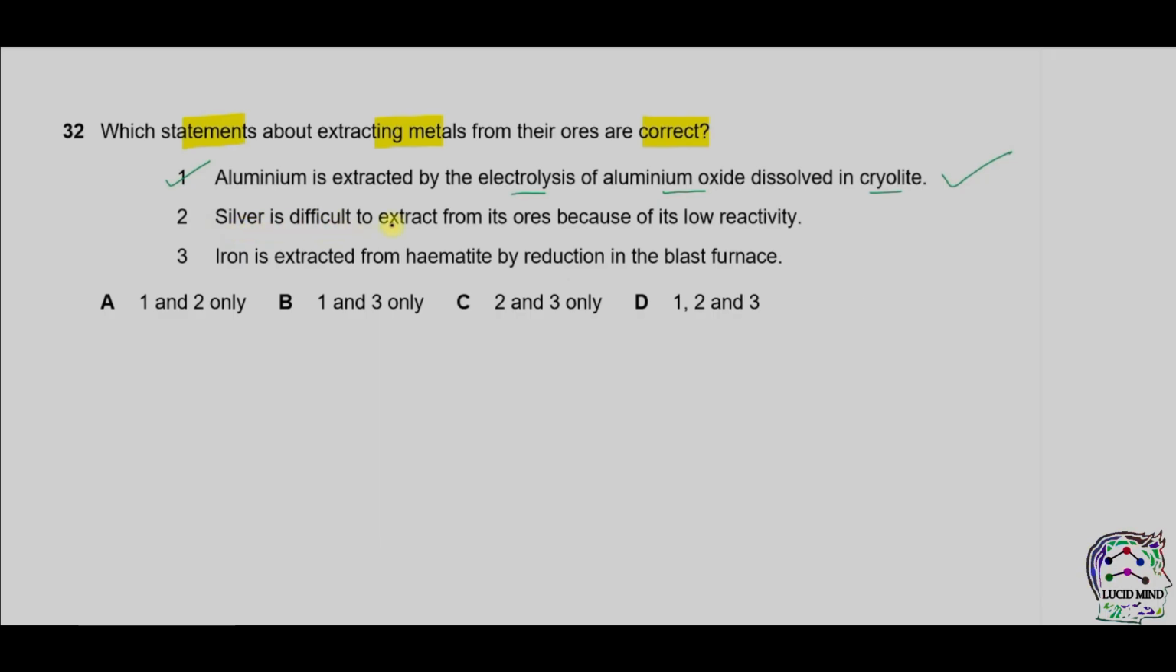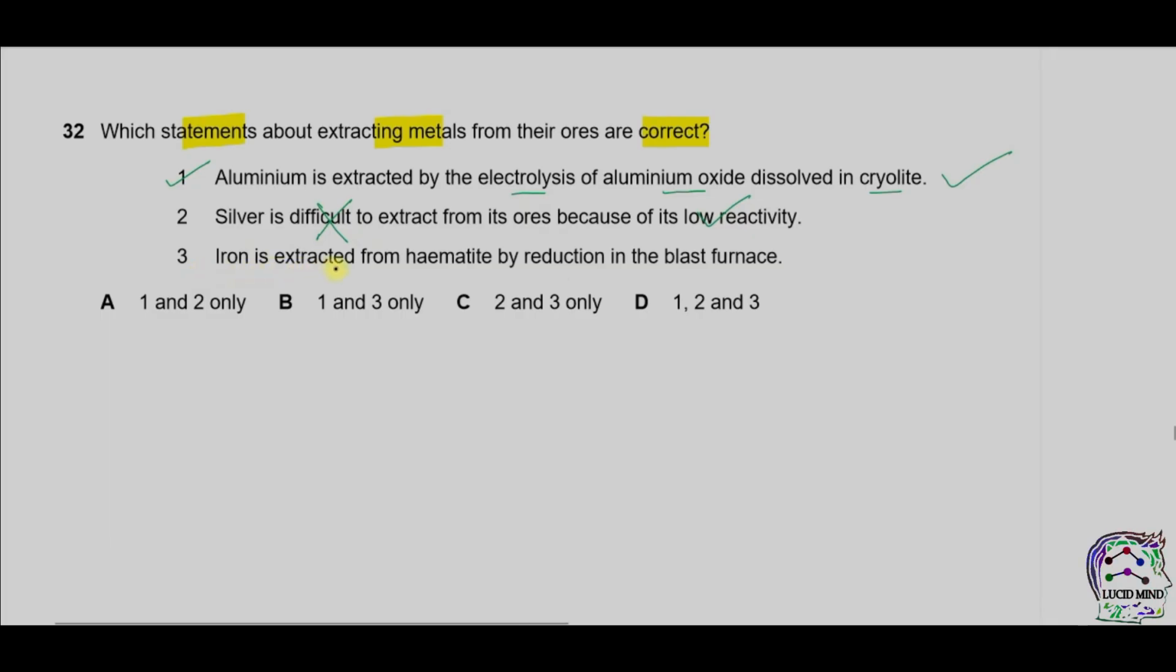Statement 2. Silver is difficult to extract from its ores because of its low reactivity. As we know, this statement is not true, because silver is less reactive as it is below in the reactivity series of metals. So therefore it is not difficult to extract. It is very easy to extract silver from its ore.